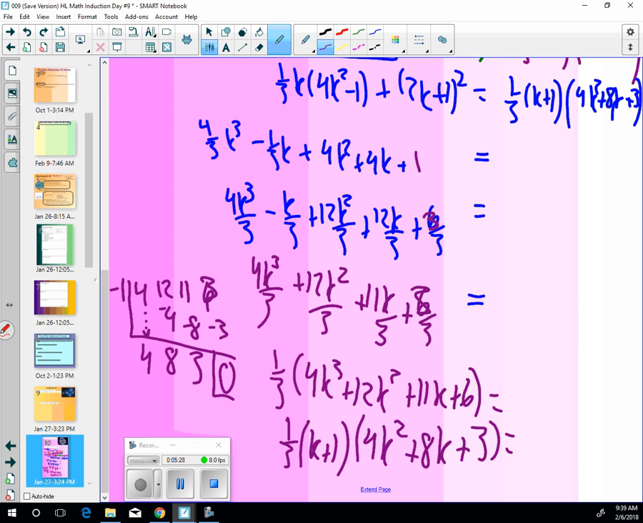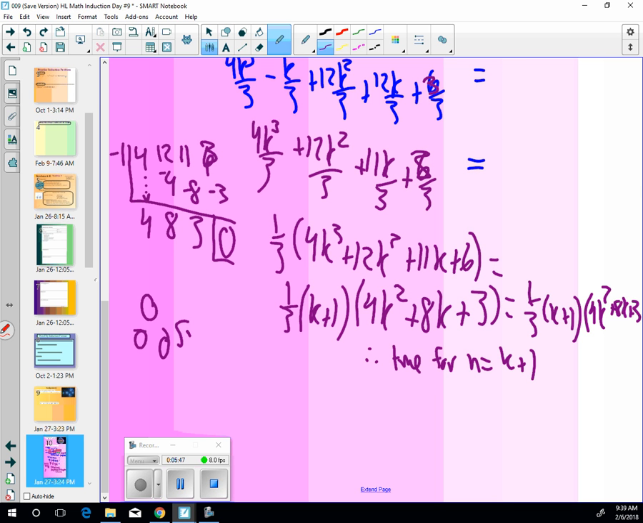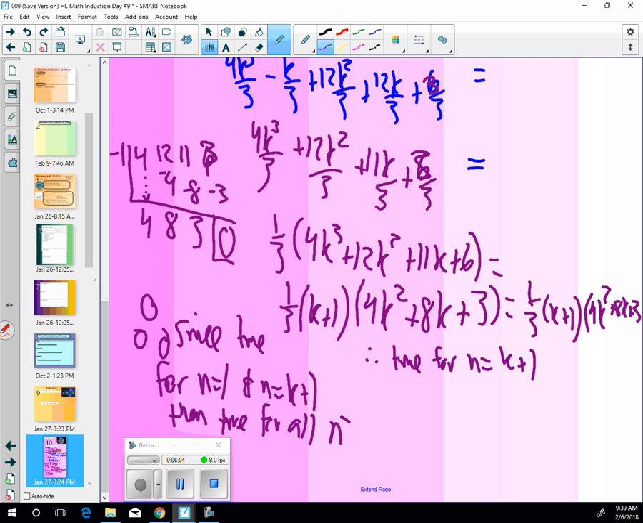What do you notice about that? Perfect. And so you can say, therefore true for n equal to k plus 1. Then you do the big therefore statement. Since true for, what's it true for? N equal to 1, that was the first step, and n equal to k plus 1, any subsequent step, then true for all n greater than or equal to 1 by math induction.